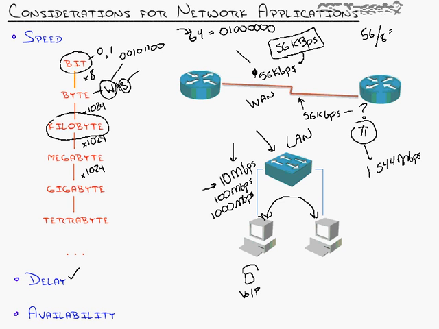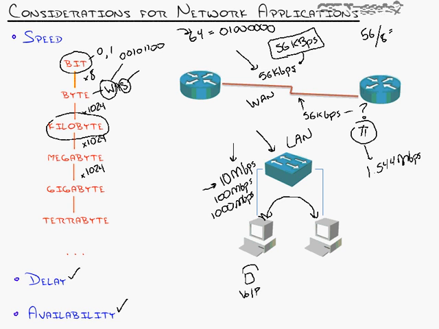Now, it's not the same thing as bandwidth. Bandwidth is how wide is the freeway, right? How many cars can go on that freeway at the same time? Delay is how fast are those cars moving? There's a lot of things that go into delay, like how far apart are the two locations that you're talking between, how congested is the link. All of those factors come in.